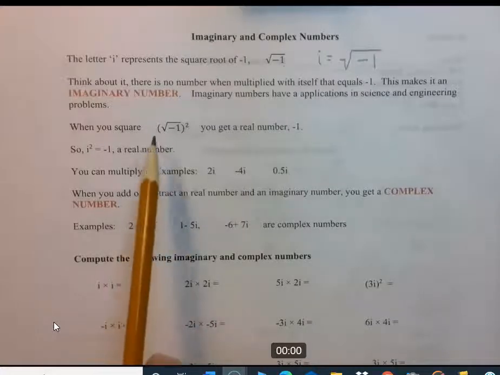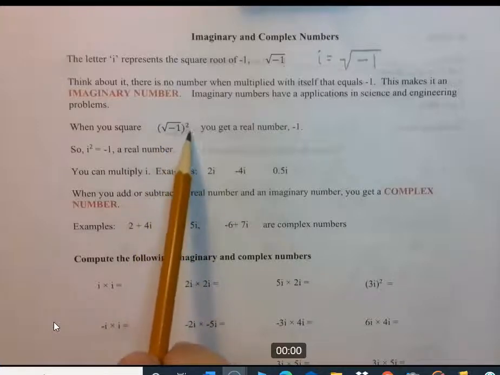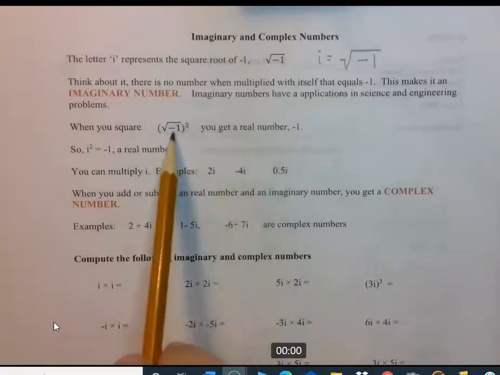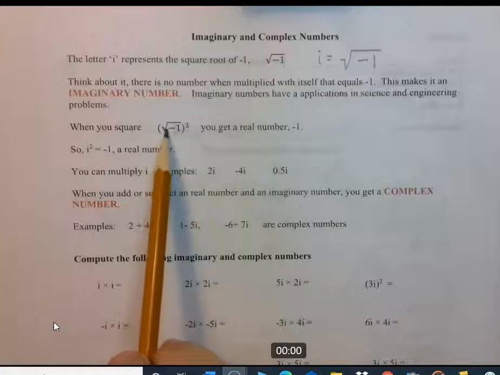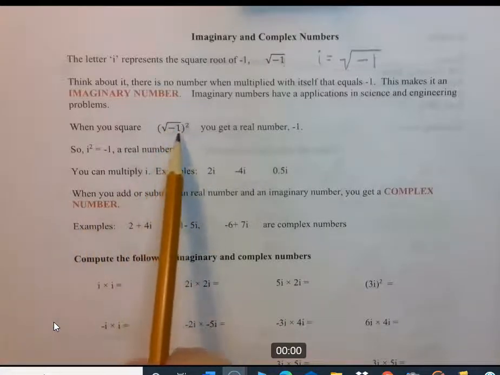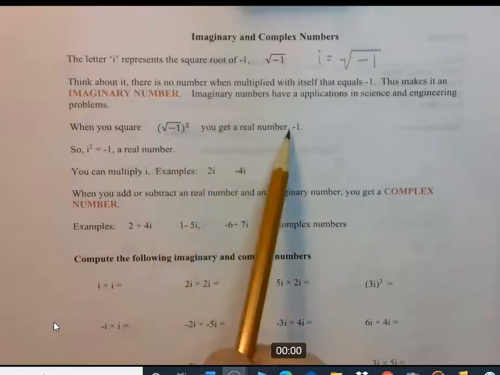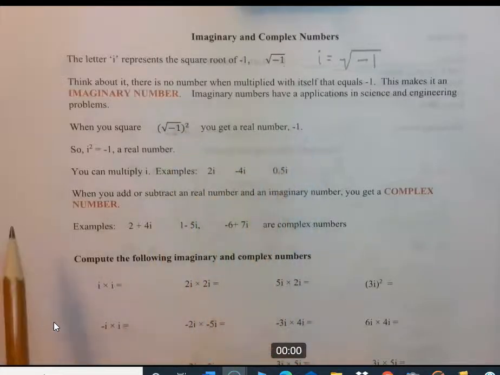Now, if you take the imaginary number i, that's the square root of negative 1, and square it, then you do get a real number. The way you inverse or reverse a square root is by squaring it. So if I have the square root of negative 1 and then I square it, the square root of negative 1 times the square root of negative 1, I get negative 1, which is a real number.